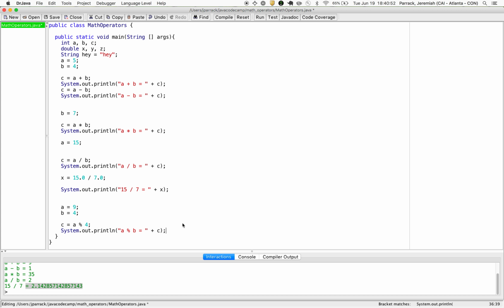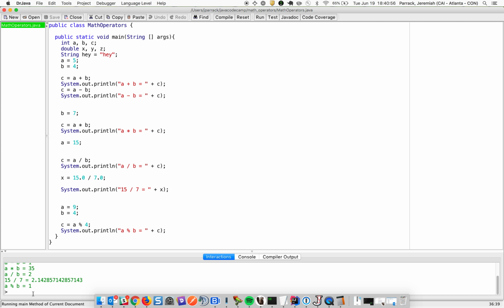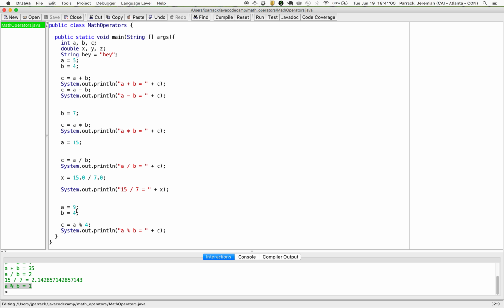Think about it for a second. I hope you got this one correct. Boom. A modulus B is 1 because 9 divided by 4, you have 8 and you have 1 left over. So there is our 1. And that is it. That's all for math operators right now.